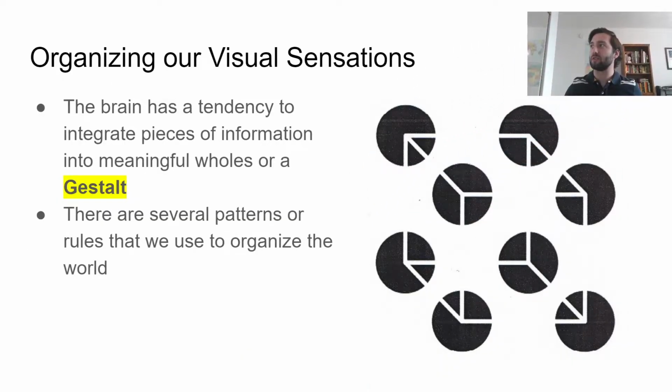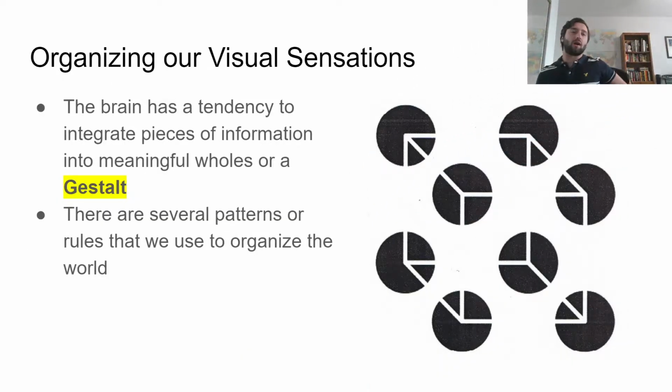So let's talk about this a little bit. Organizing our visual sensations. Again, all of this is about taking our visual information, that electromagnetic energy and the neural impulses, and adding to it. Our brain has this tendency, or it's really kind of its job, to integrate a whole bunch of pieces of information and create a meaningful whole out of it.